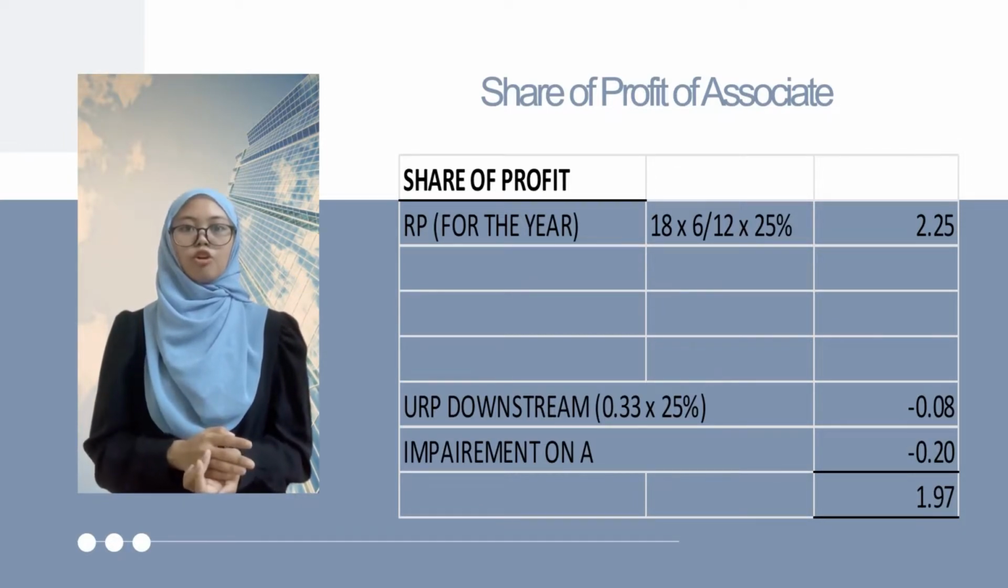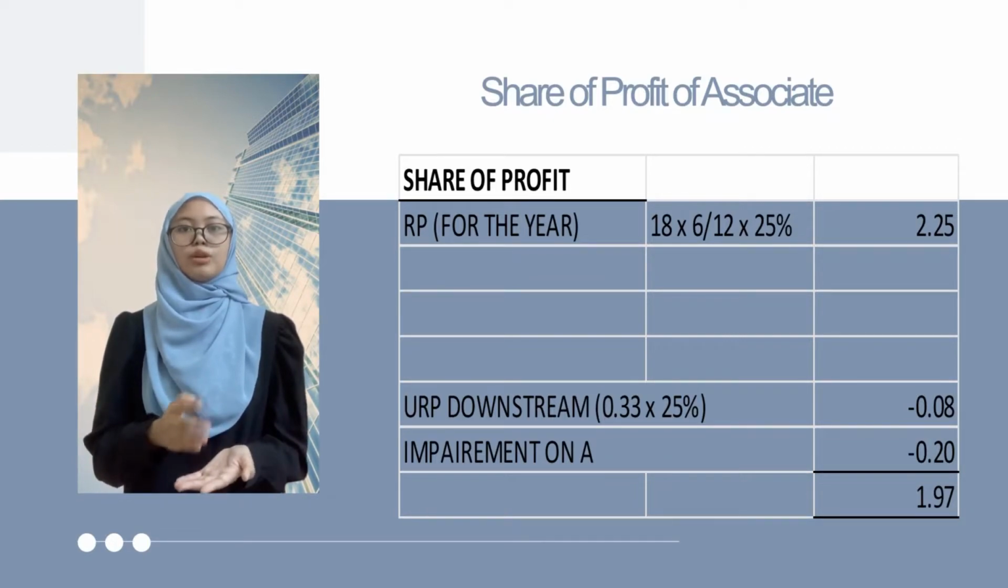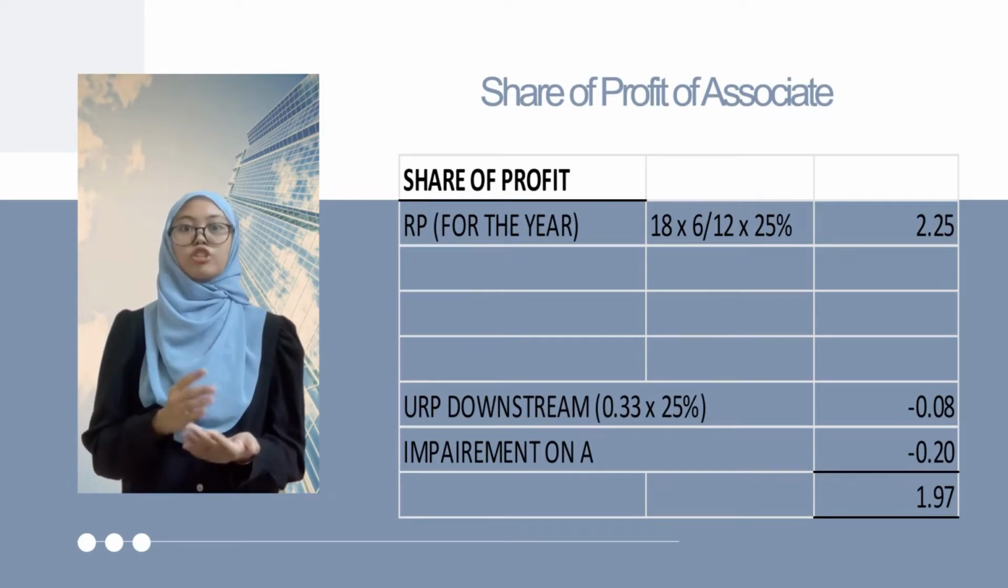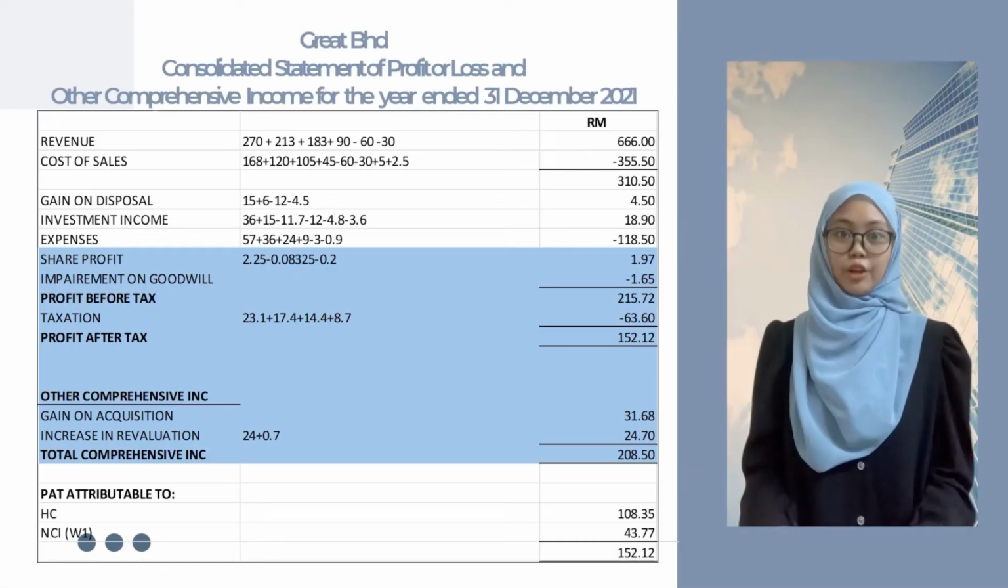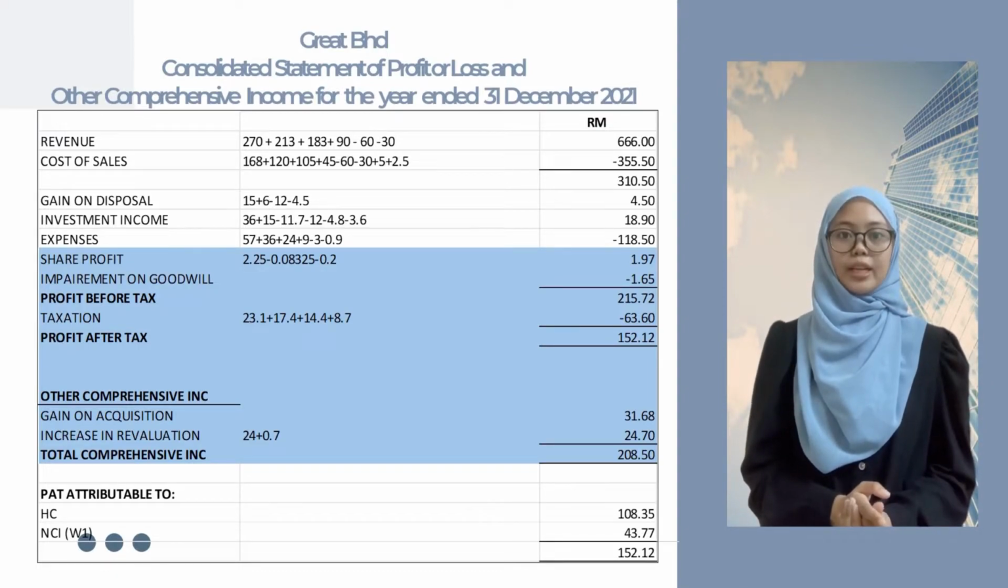Hence, the total of post-return profit 2.25 million, minus unrealized profit downstream 0.08 million, minus impairment at 0.2 million, will get 1.97 million of share profit of associate. Moving on to the impairment on goodwill, which we need to minus 1.65 million.